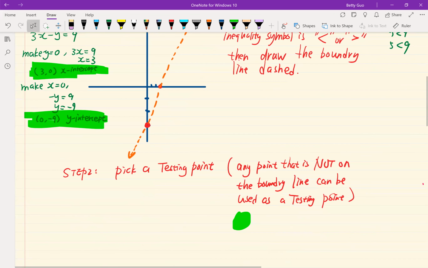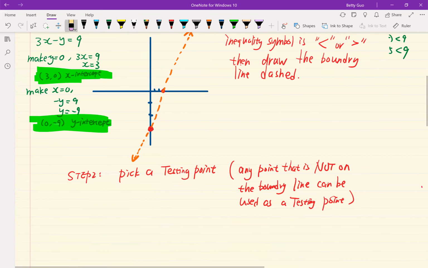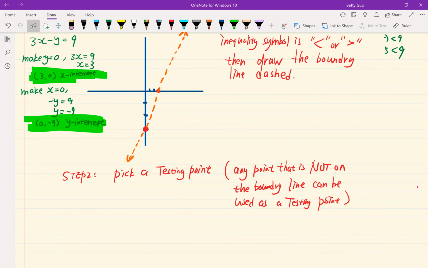So step two, we are going to pick a testing point. What kind of testing point? I always pick 0, 0, as long as 0, 0 is not on the boundary line. In this case, this is the boundary, this is the 0, 0 origin. Is 0, 0 on the boundary? Of course not, obviously not. So we can use 0, 0.